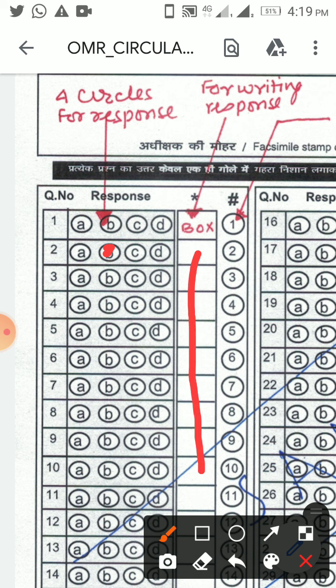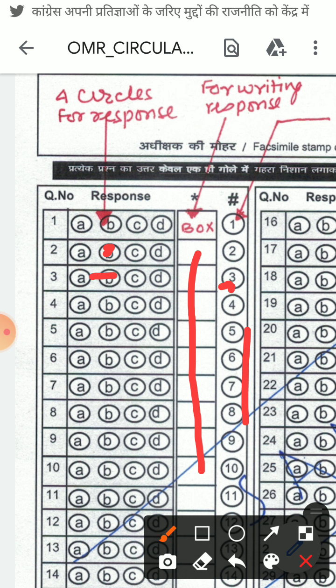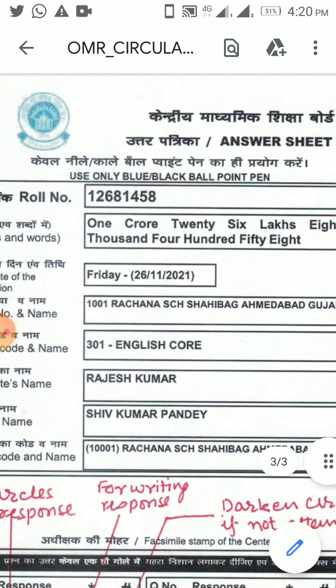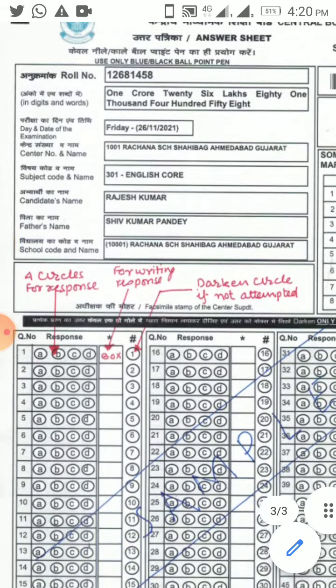So you have to write the exact answer in this box, and also show the answers in these circles. So remember children, if you are not attempting the question, you have to shade the circle here. They have given these circles here, so you have to shade this circle. Okay. So I hope you all understand how to use the OMR sheet to attend the CBSE Term 1 examination.